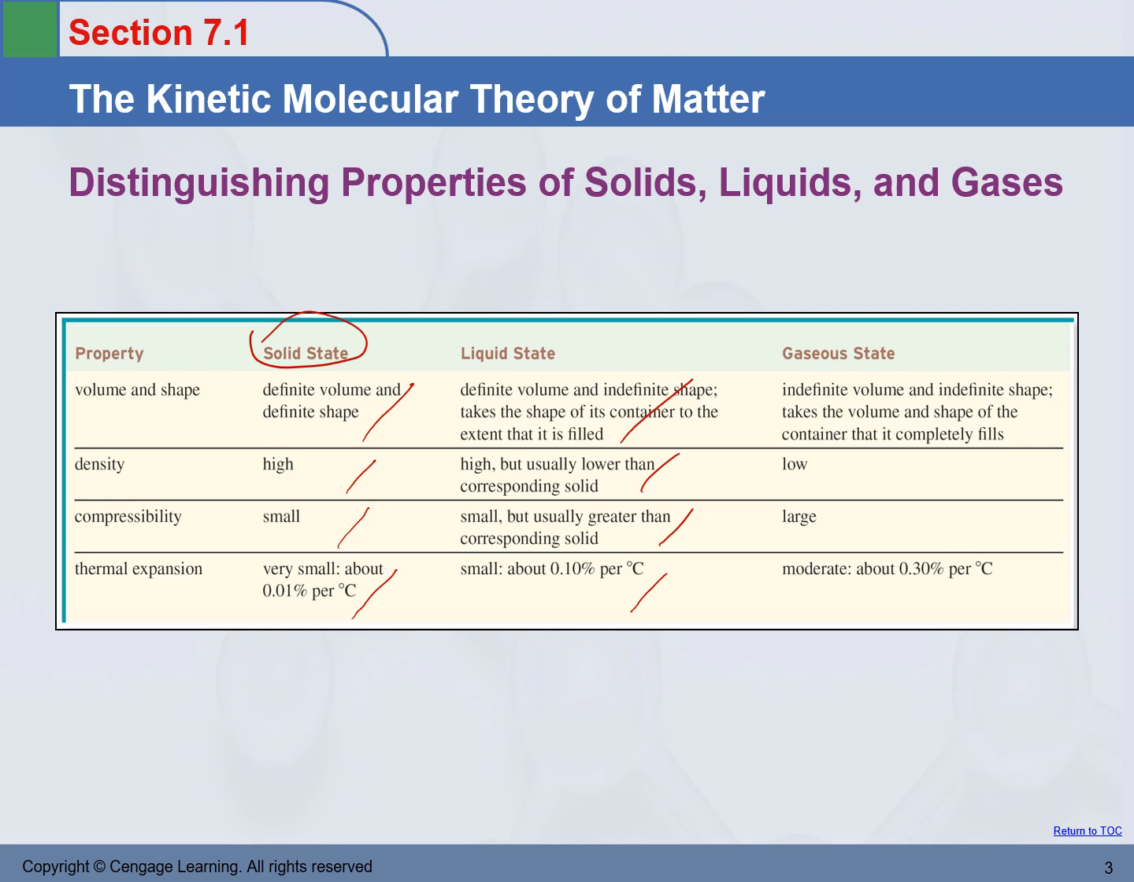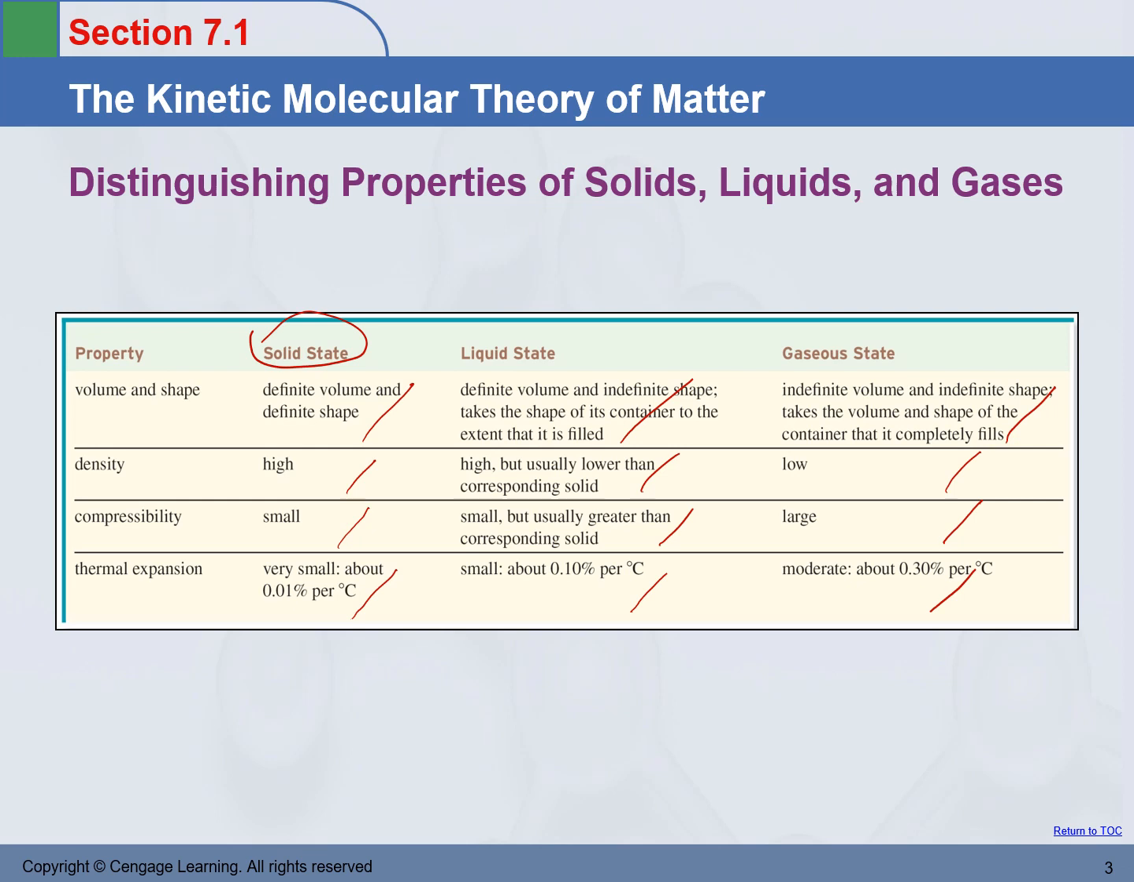Now, gas state, it has indefinite volume and indefinite shape. Low density, the density of gas is significantly lower than the liquids and solid. Large compressibility, you can compress a gas substance, and it has moderate thermal expansion. Okay. Volume will respond, obviously, significantly, towards the change in temperature. Well, these are the common physical properties of the three states.